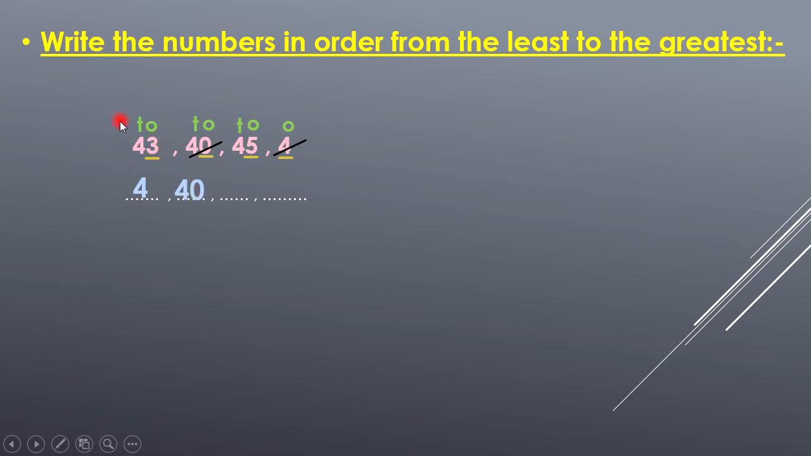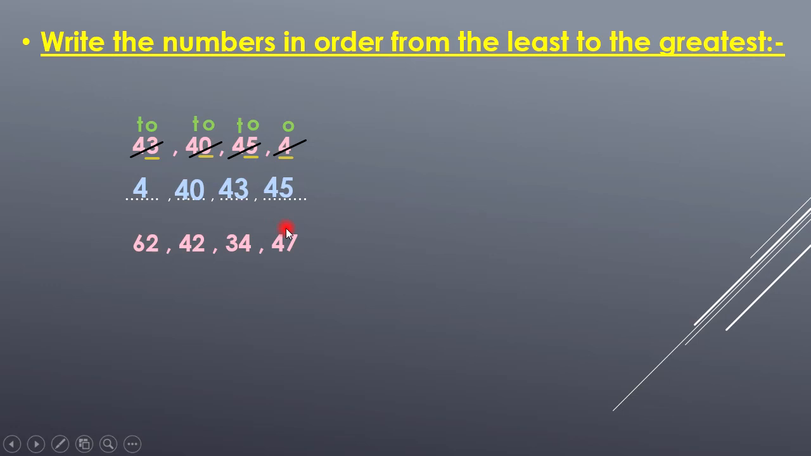Here I have 3 in the ones digit and here 5 in the ones digit. So which number is the smallest? Yes, 43. So I cross 43 and put 43 here. And the biggest number is 45. So I cross 45 and put 45 here.